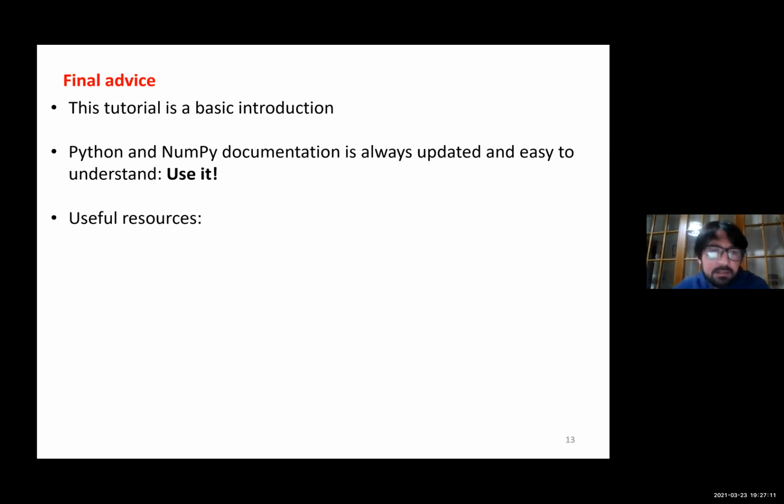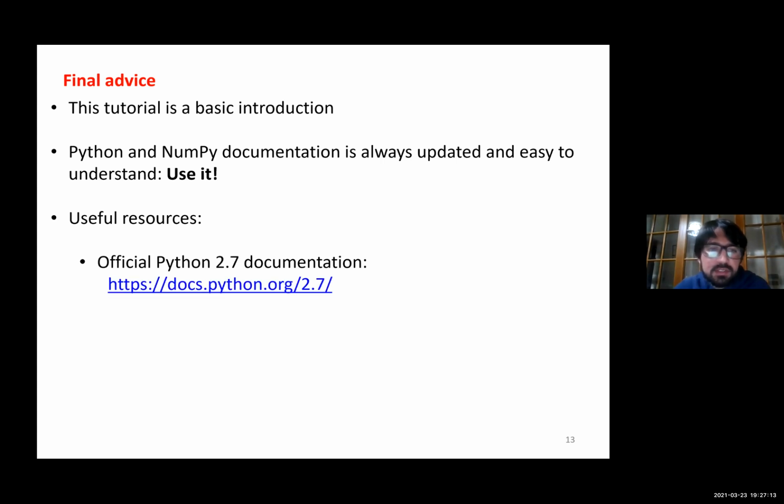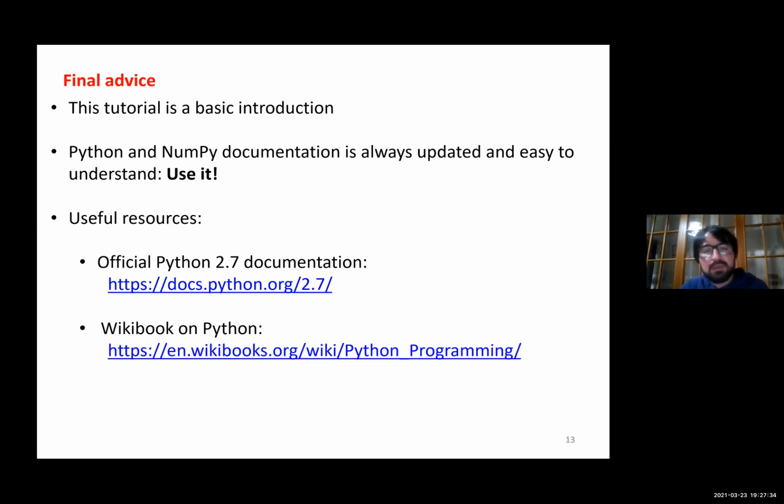But then I'll share some useful resources, the official Python 2.7 documentation that we're going to be using. So, for example, if you read a function, a built-in word, something that you don't understand in the code, you can always refer to the documentation of Python 2.7. Then there's a wikibook on Python that is very, very well documented. And then there's also the official documentation of NumPy.